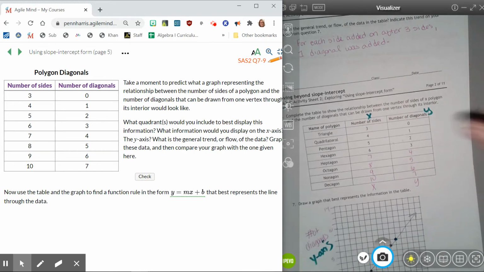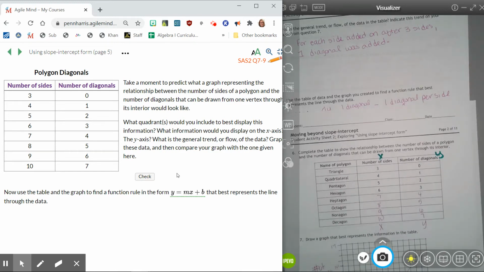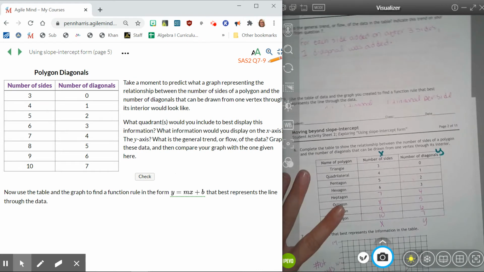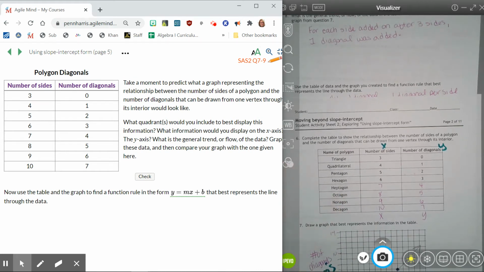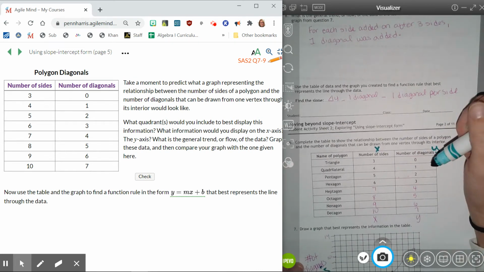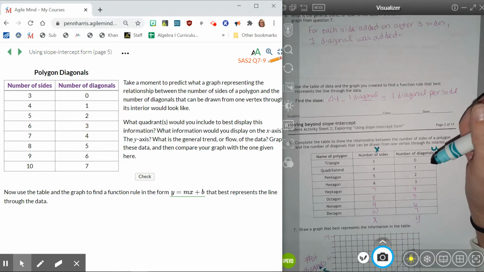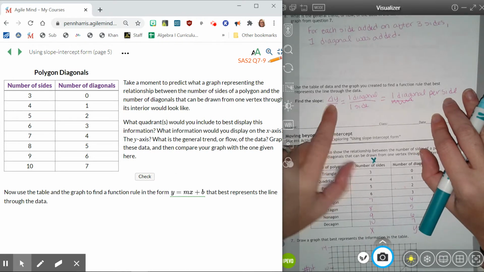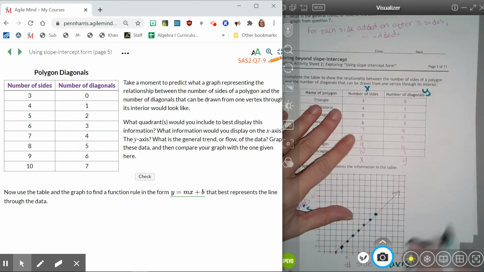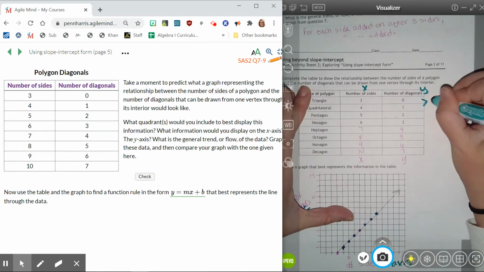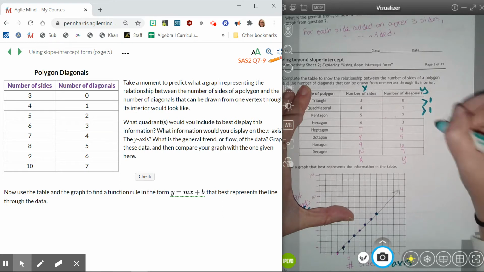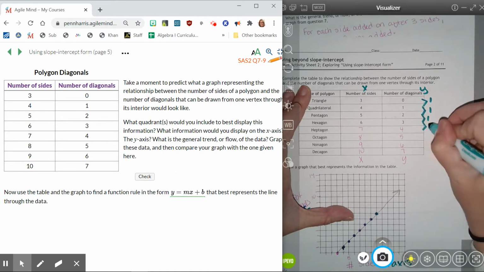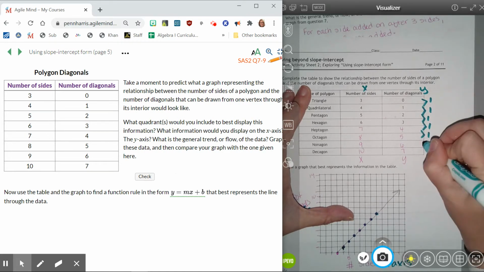So now for question 9, it says use the table of data and find a function rule that best represents the line through the data. So what I did here, we said the change in Y. So let's look back up. What is my change in Y? That's 1 from 3 to 4, 1 from 4 to 5, it's 1 from 5 to 6, and from 6 to 7, it's 1.